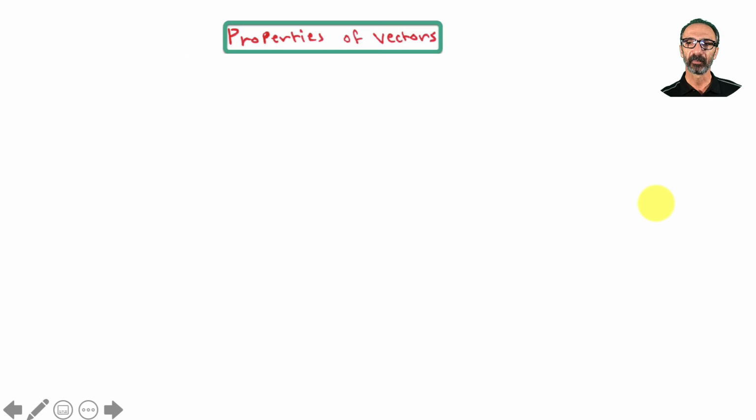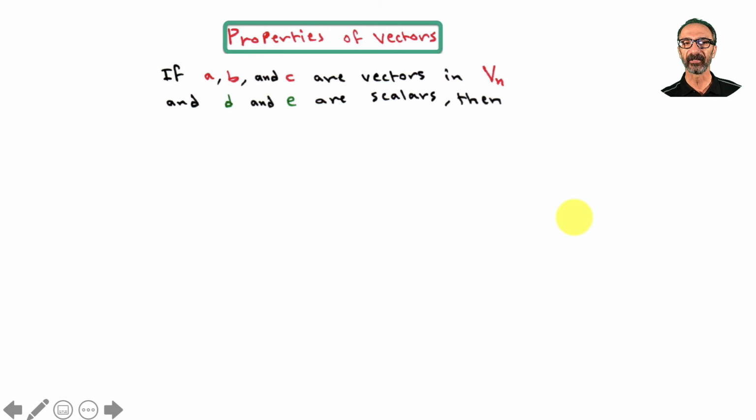Let's talk about properties of vectors. If A and B and C are vectors in Vn, and B and E are scalars, this is Vn as vectors with n parts inside, like n equals 2, n equals 3. I'm using different colors to distinguish because it's almost the same size. This would be C in a vector V. Sometimes we call it V1, V2, but those are vectors, those are scalars.